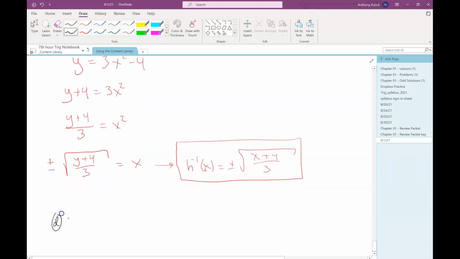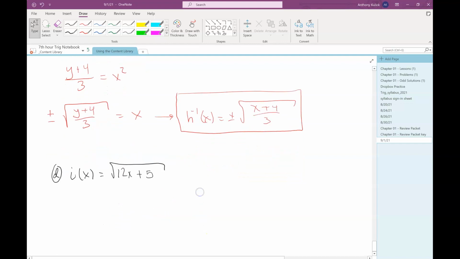Let's see, I think is the next letter in the alphabet. What if we have square root of 12x plus 5? So y equals. Yep. So we just change it to y equals to start. And what are we going to do first here? Getting the x by itself. Can we subtract 5, or are we not allowed to do that? Oh, we've got to get rid of the square root before we can get at the stuff underneath it. So square both sides to get rid of the square root.